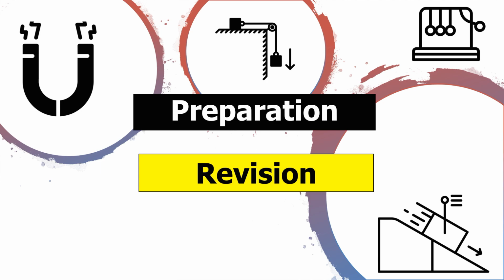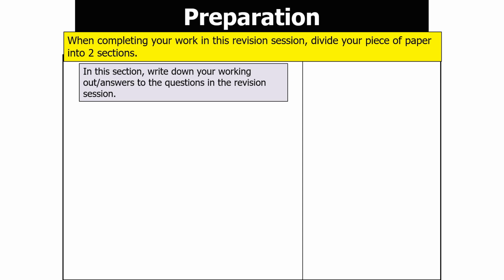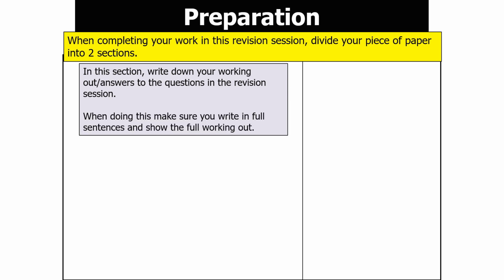So how should you prepare for this revision session? When you're completing your work in this revision session, divide your piece of paper into two sections. Make the section on the left hand side larger than the right hand side. In this left hand side section, write down your working out and answers to the questions in the revision session. When you're doing this, make sure to write in full sentences and show the full working out.